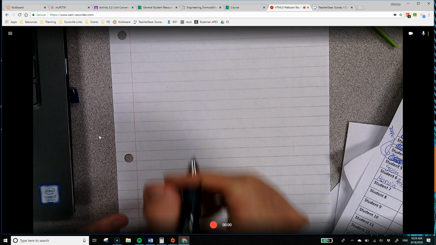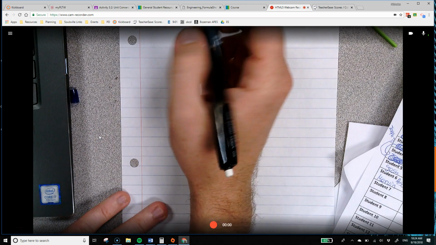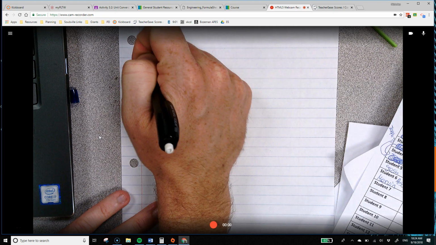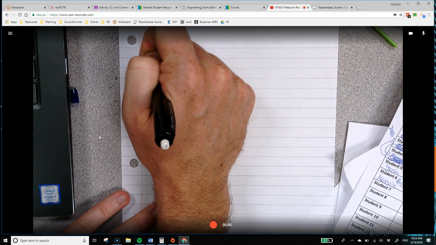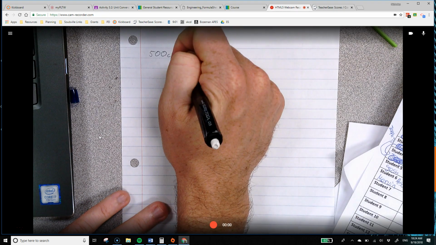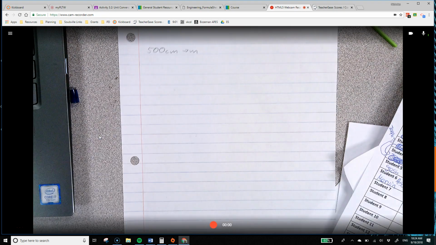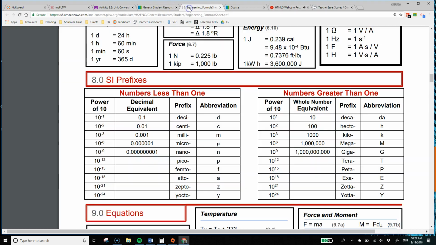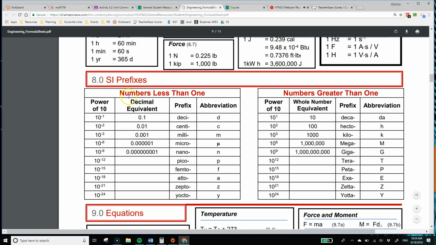All right, so we're going to start out as an example, and you guys don't have to write this part down, of just converting 500 centimeters to meters. All right, so to do that, I need to use one of my metric formulas, or my SI prefix formulas.